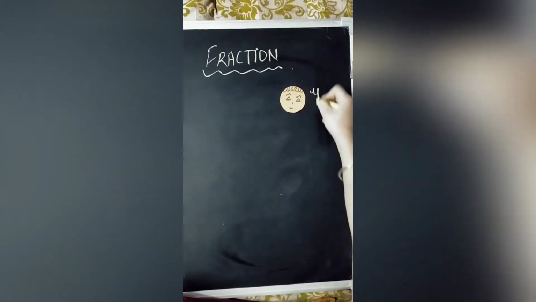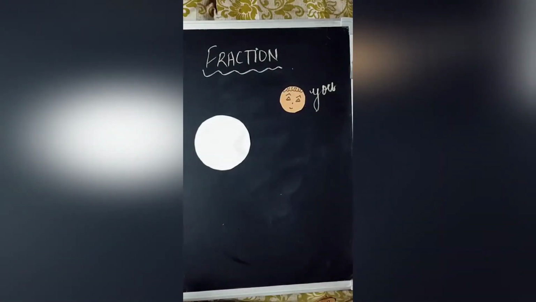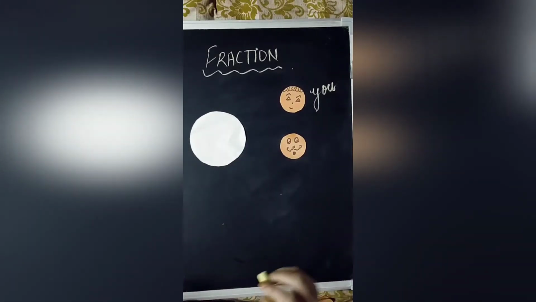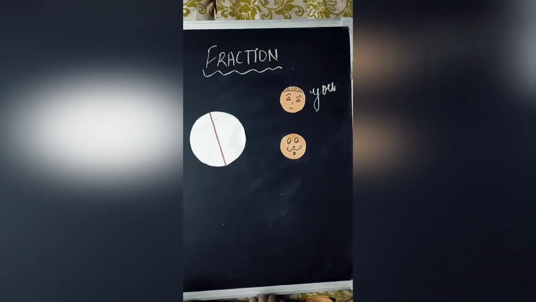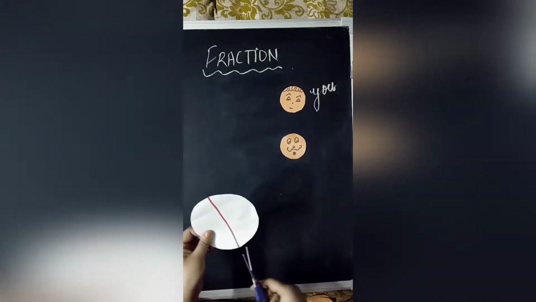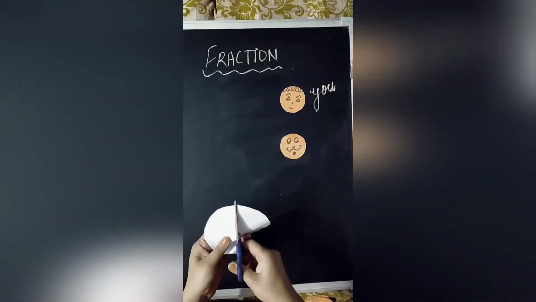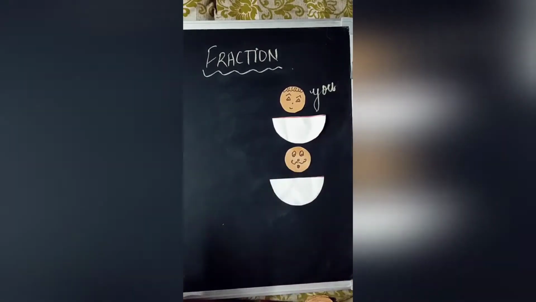Suppose this is you and you ordered a pizza. As you were about to eat it, one friend of yours joins you and says, don't eat it alone. I want to eat it also. So what will you do? You will make two equal parts of the pizza. You'll cut it into two equal parts. You'll give one to your friend and you'll keep one to yourself.